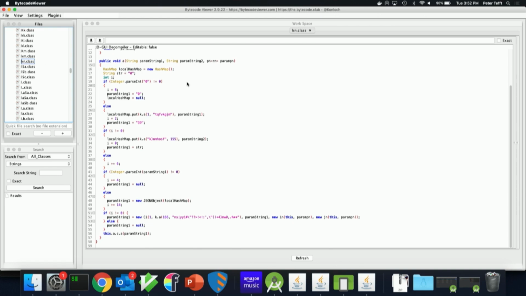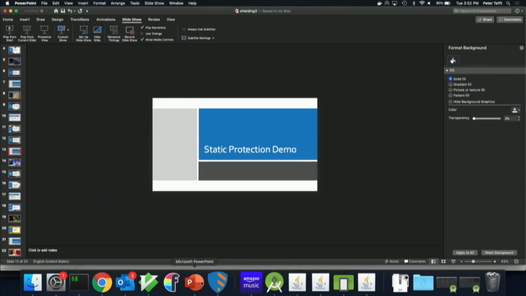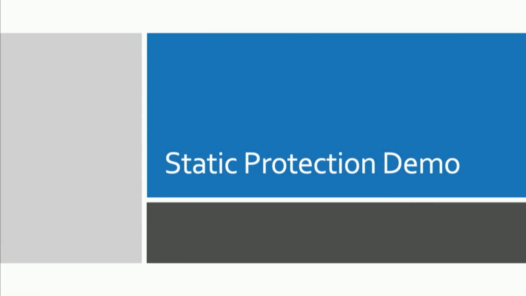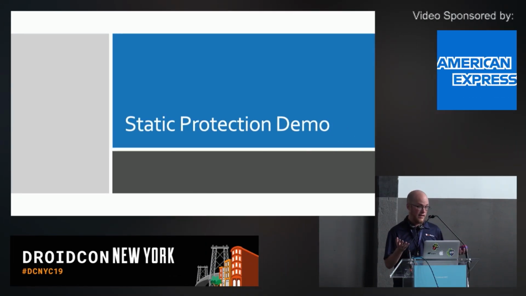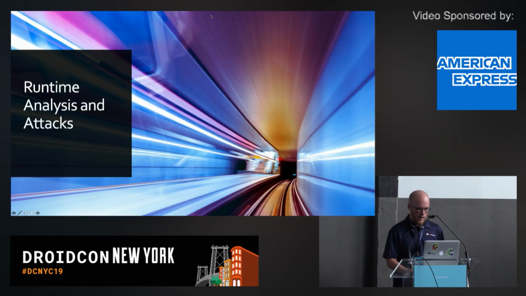We can see that we're putting some things into a hash map still, and you can see that there's something with a JSON object down there, but overall, pretty difficult to read. So that's going to help protect against some static analysis on your code. Let's talk about some runtime analysis.